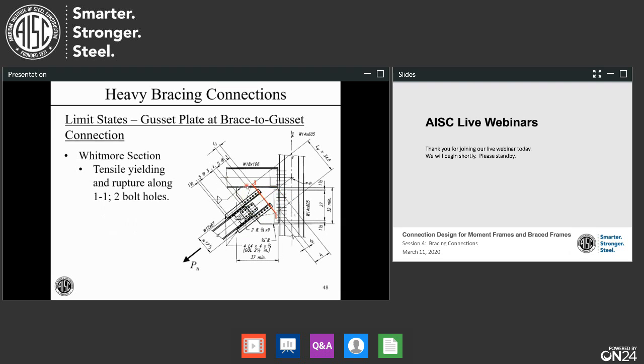On the Whitmore section, this is what the Whitmore section would look like in this particular connection. You start at the end, just over the length of these bolts, spread at 30 degrees, and you have a section about like this. Note there's 2 bolt holes coming out for the tensile rupture check. And obviously, if the brace is in compression, you have compression in this region instead.